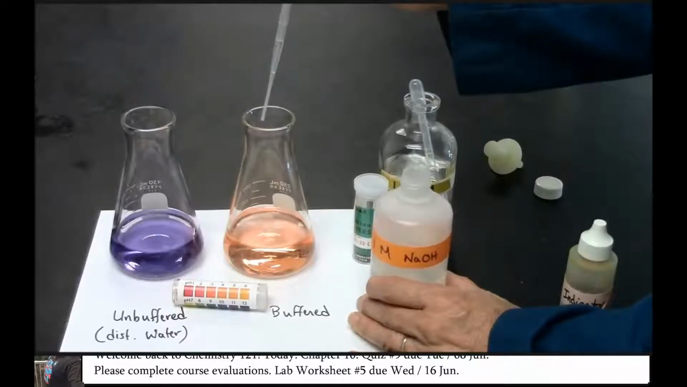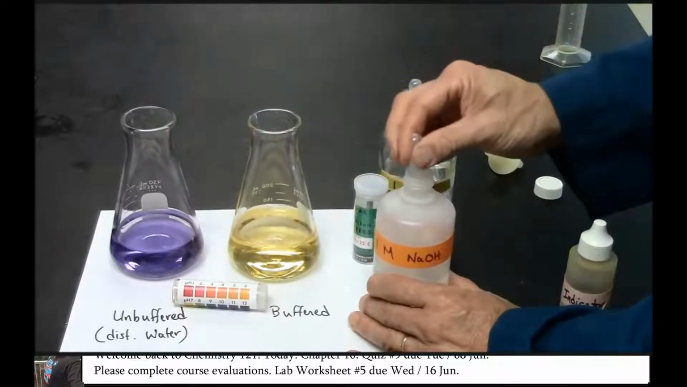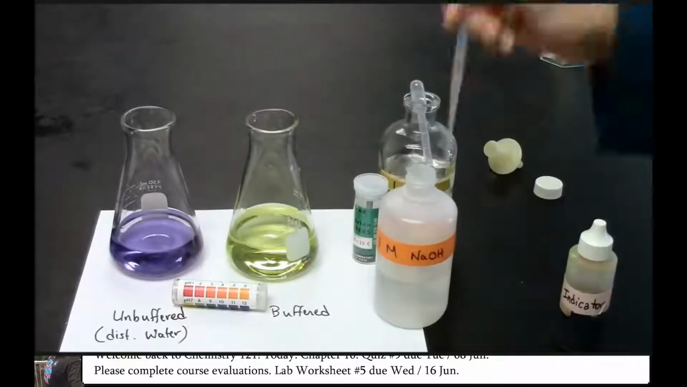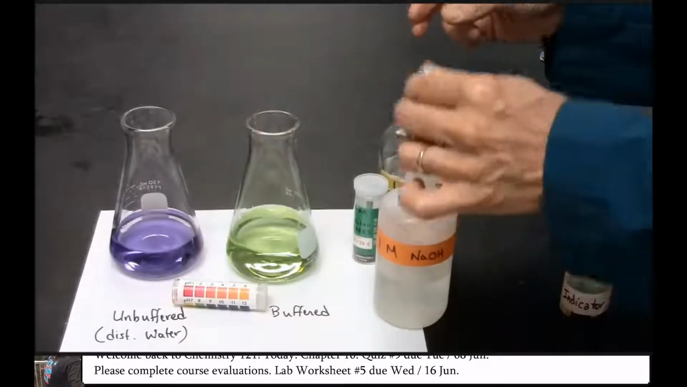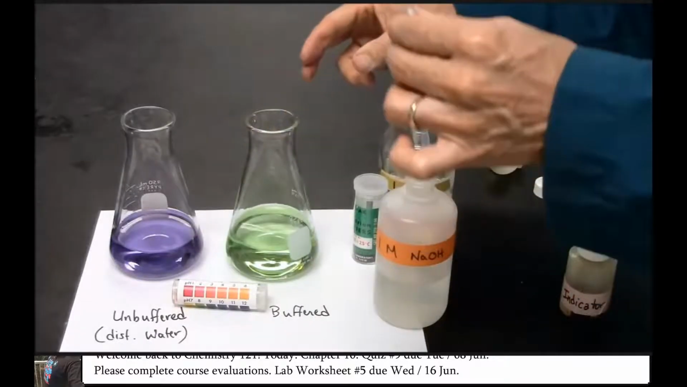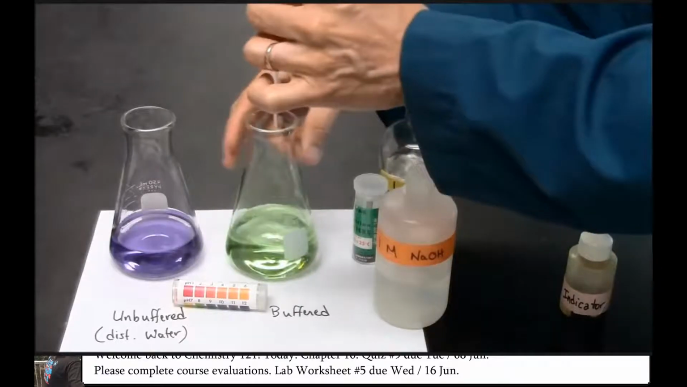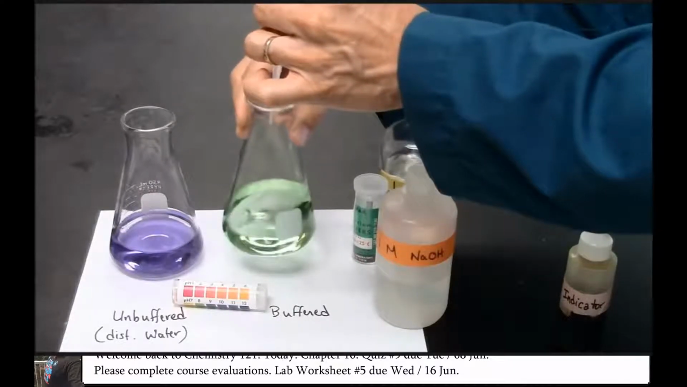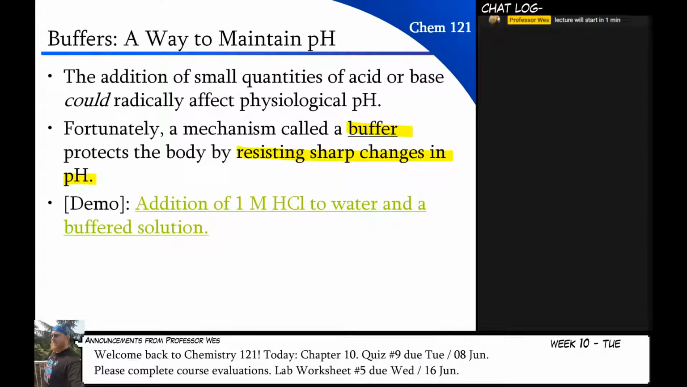So this has already taken, I'm trying to count the drops as I talk. So that's 15, and we're back to yellow. 16. He sped himself up. I didn't even have to do it that time. I can't count the drops now, but it's clearly taking a while. Now the buffer is not perfect. It does not allow you to put infinite acid or base in there to resist the pH. However, it is quite effective, and we're going to see why as we explore this section here.